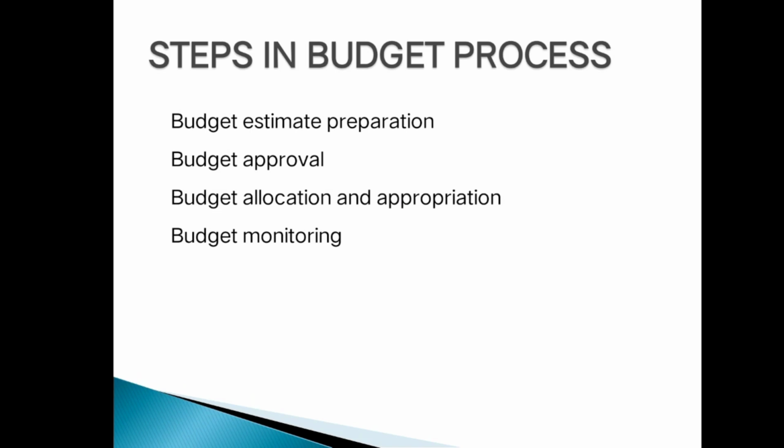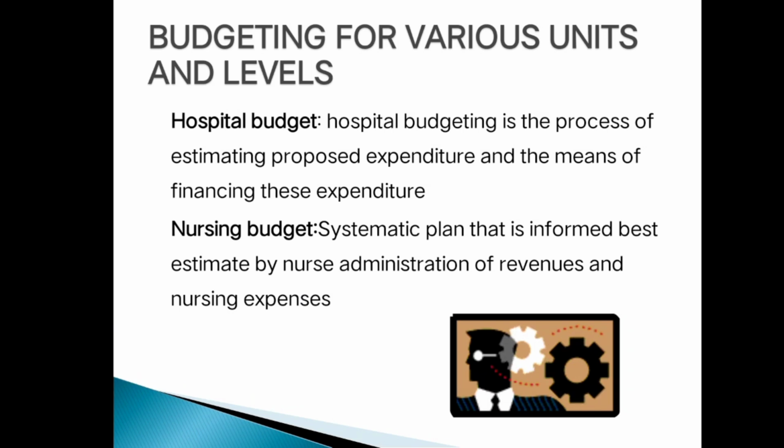Next is budget approval. So once we give the estimate, the head of the institution will give us a budget approval, and after approval they will do the allocation for each and every department, whether it is necessary or not, based on the situation.